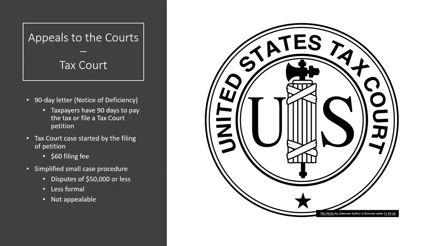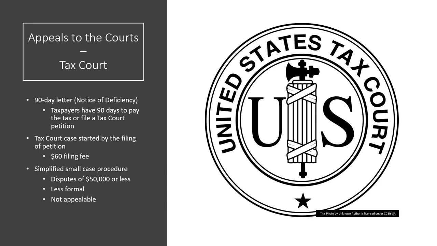Appeals to the courts. Tax court. The CP 3219N is a notice of deficiency known as 90-day letter. Once a taxpayer receives this notice, they have 90 days, 150 days if the notice is addressed to a person who is outside the country, 90 days from the date of the notice to file a petition with the tax court if they want to challenge the tax that's being proposed.